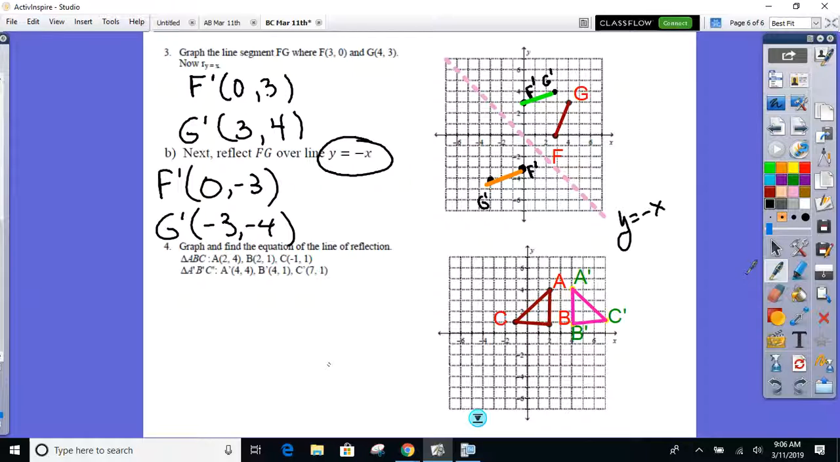And finally, the only other thing I need to show you is, can you find your own line of reflection? So I'll give you the pre-image, I'll give you the image. What line did I reflect over? So go right ahead, graph those two, and then say, where can I draw a line in where distance does not change? Where can I draw a perpendicular bisector in?